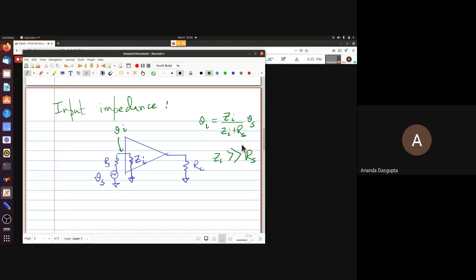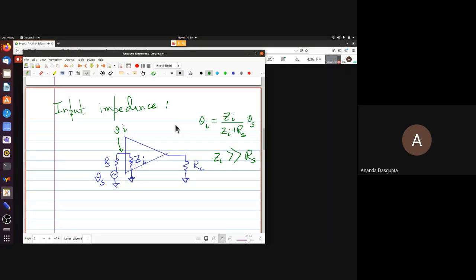Now, why do I want Zi to be much, much bigger than Rs? It might simply appear that we want Zi to be much, much bigger than Rs because we want the gain to be large. Because this, of course, is just the first step. Vi goes to the amplifier, then it gets amplified. But if what goes to the amplifier is already reduced a lot because of drop across Rs, then you're going to get a low amplification. So making Zi huge, of course, makes the amplification large. But that is, once again, not your primary concern.